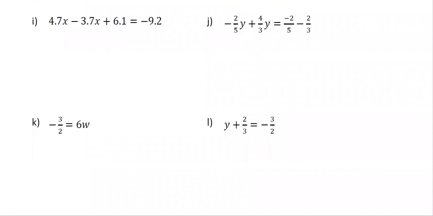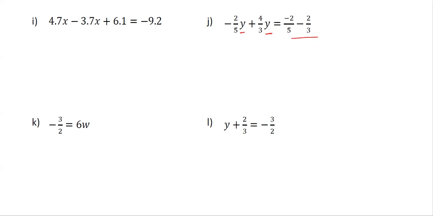So let's do J. J says that I have a Y term here and a Y term here, and my constants are all on the other side. So that worked out great. I got all my variable terms on one side, my constants on the other. However, when I look at it, I notice that I have fractions and I'm subtracting and adding. So in order to subtract and add, you must have common denominators.